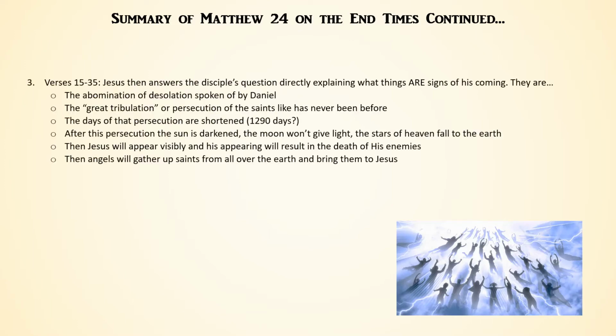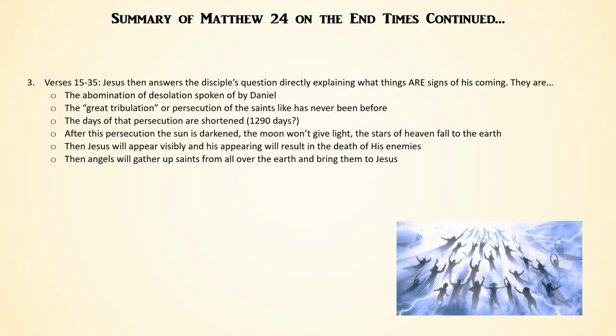And he quotes Daniel. In verses 15 through 35, Jesus answers the disciples' question directly, explaining what things are signs of his coming. They are the abomination of desolation, spoken of by Daniel, the great tribulation, we find this in verse 15. But when he says the great tribulation, it's not what we think of, the 7 years. It's the persecution of the saints, like has never been before. And those days of the persecution are shortened, he says, in that passage.